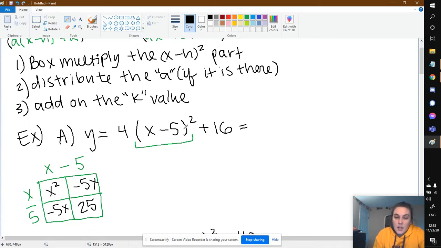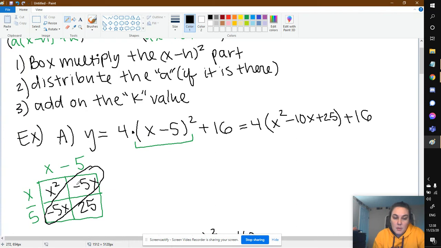We then, off to the side, rewrite everything that's not underlined in green, and then replace the stuff underlined in green with the stuff from the box. Right? I put a negative 10x because that's negative 5 plus negative 5. All right, we have successfully box multiplied the x minus h part.